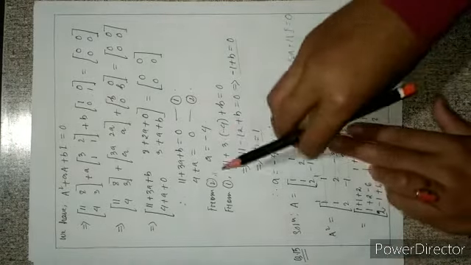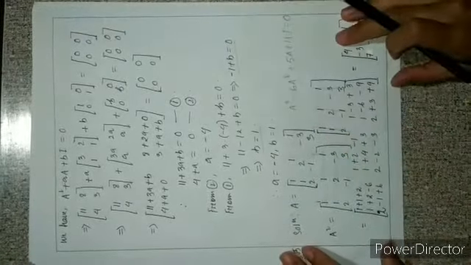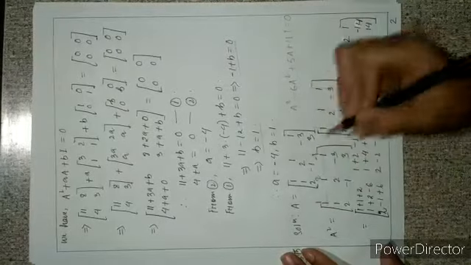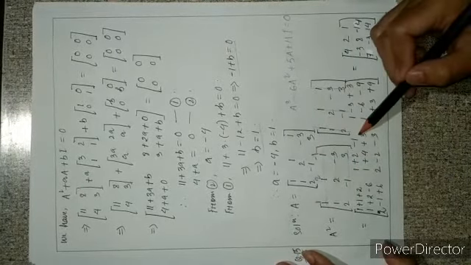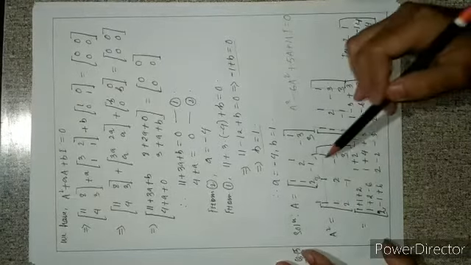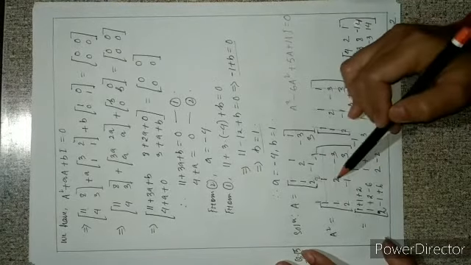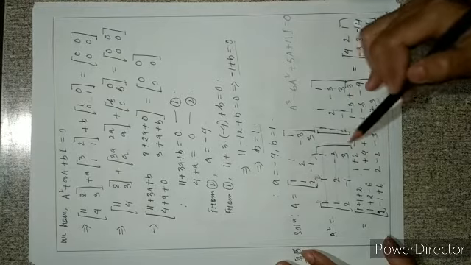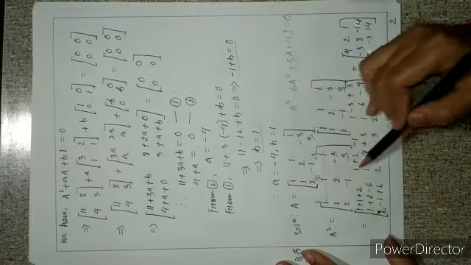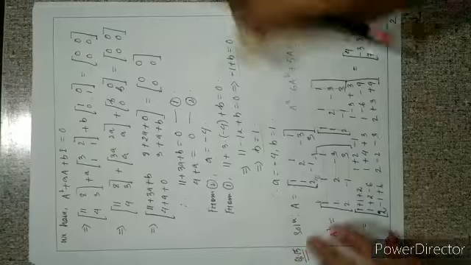Then first row, second row, and third row multiply by corresponding elements of the second column: 1, 2, and minus 1. Find the sum of product of corresponding elements. 1 into 1 is 1, 2 into 1 is 2, and minus 1 into 1 is minus 1. 1 into 1 is plus 1, 2 into 2 is equal to 4, minus 1 into minus 3 is equal to plus 3. 1 into 2 is plus 2, 2 into minus 1 is equal to minus 2, minus 1 into 3 is equal to minus 3.